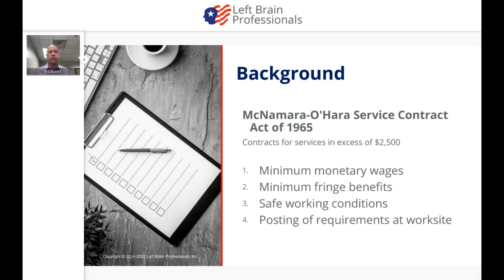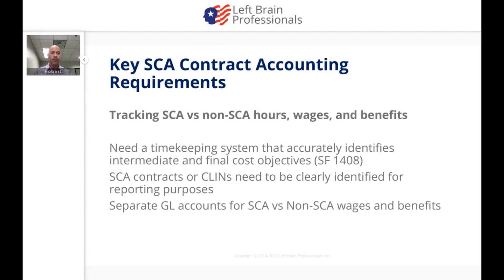For SCA contracts, we're talking about the McNamara-O'Hara Service Contract Act of 1965. This applies to contracts for services in excess of $2,500 and has four basic requirements. One is the minimum monetary wages, minimum fringe benefits, safe working conditions, and the posting of requirements at the worksite.